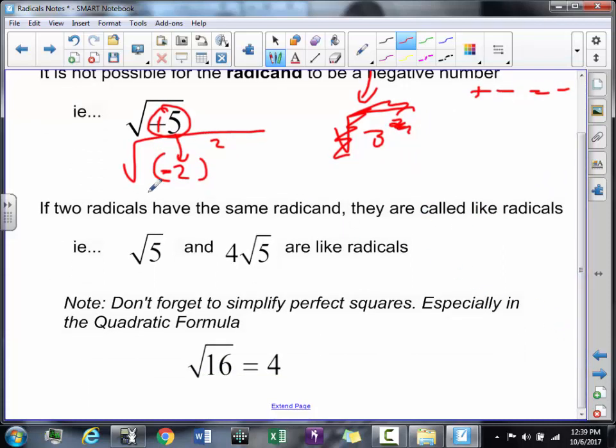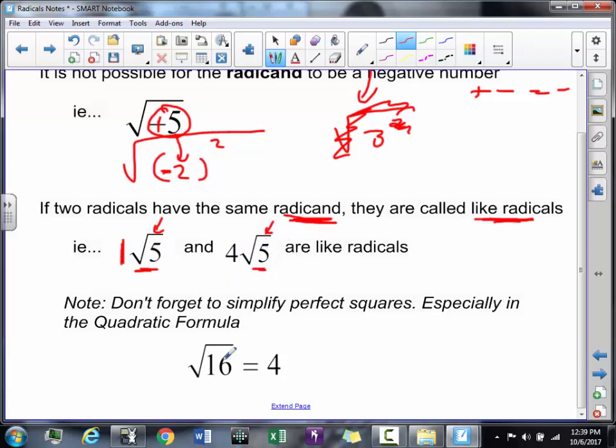Okay, another thing I want to talk about. If radicals have the same radicand, I don't know that I've used that word yet today. Do you guys know what a radicand is? It's the stuff under the square root sign. They're called like radicals. For example, this one right here and this one right here are considered like radicals. The radicand in both cases is 5. There's a 4 in front of this one, and what's the number in front of this one? 1. Right here you have 1 root 5, and right here you have 4 root 5s.